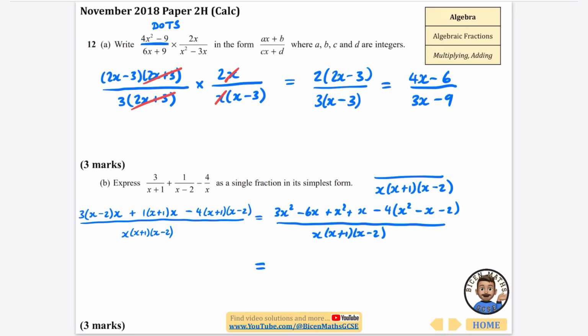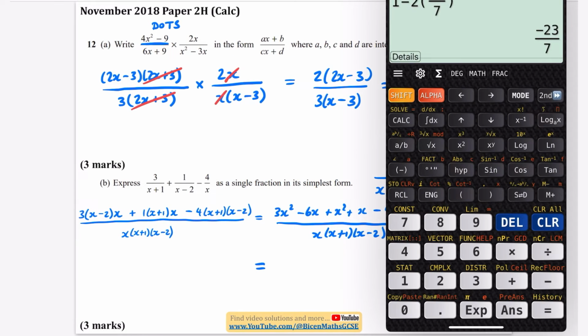Now to save us a bit of time, I'm going to see if we can do all of this at once, okay? So I have a 3x squared plus x squared, that's 4x squared, minus 4x squared. So all of the x squareds are actually going to cancel. Now let's just have a look at the x parts that we've got. So I've got minus 6 plus x, and then negative 4 times negative x, that's 4x. So that's minus 6x plus x plus 4x. Let's do that a little bit slower on the calculator.